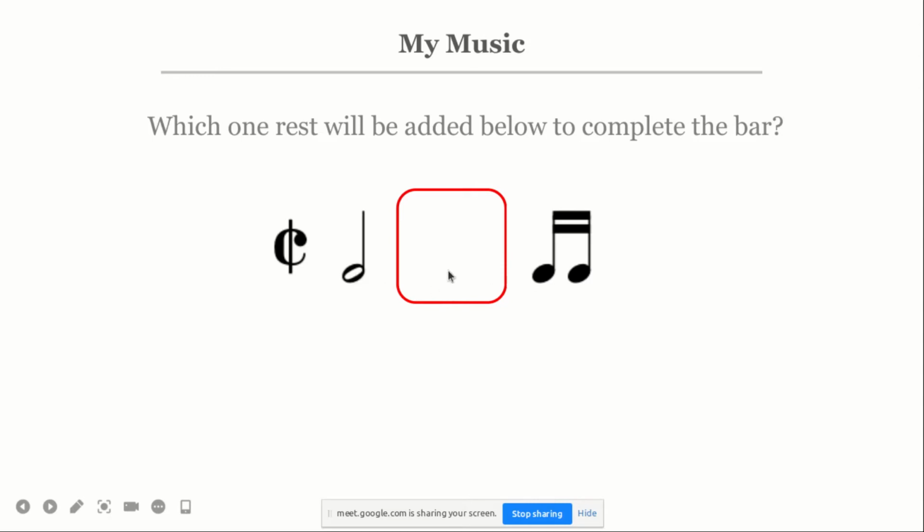So we are lacking, we have a minim at the beginning and then we have a quaver. So we need a dotted crochet. And this is the correct answer. Thank you so much. Let's listen from Evelyn.